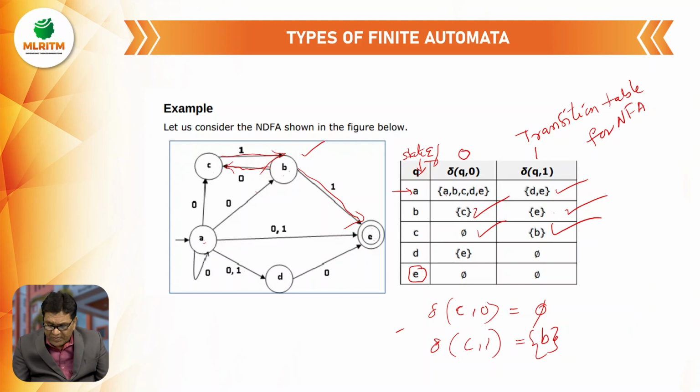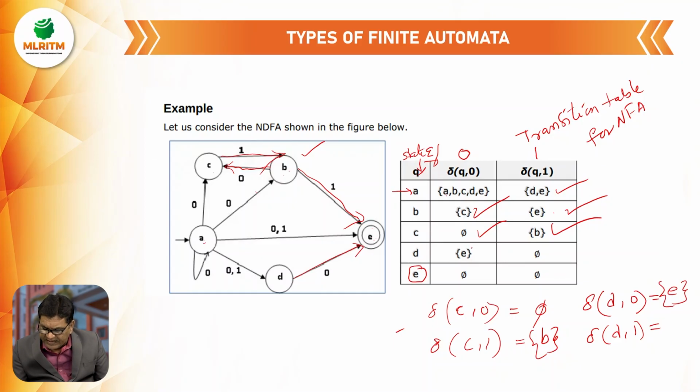Next, you can take one more state, D. Here delta, current state is D, with current input 0 and 1. Now we find out which state it goes to. Current state D with 0. Yes, it is possible, it goes to E. So that's why we wrote E. Now, delta, current state is D.